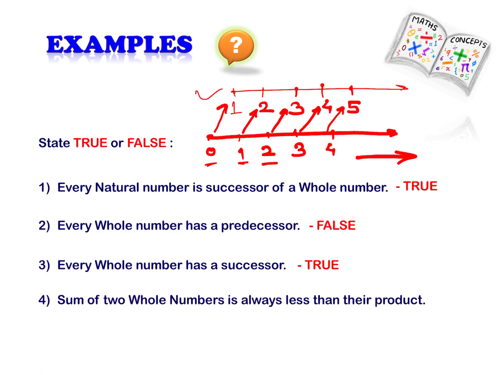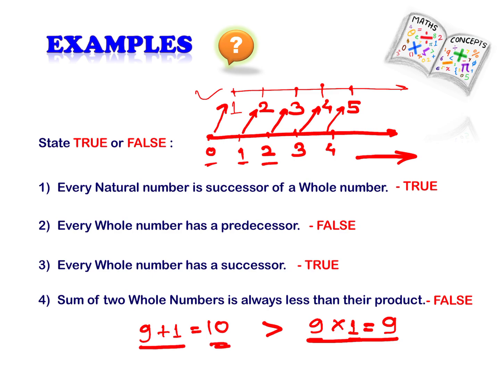Fourth question is sum of two whole numbers is always less than their product. Is this true or false? It is false. Let's take one example. Say 9 plus 1, which gives me 10, and 9 into 1, this gives me 9. So here product of 9 and 1 is less than sum of 9 and 1. That's why sum of two whole numbers is not always less than product.